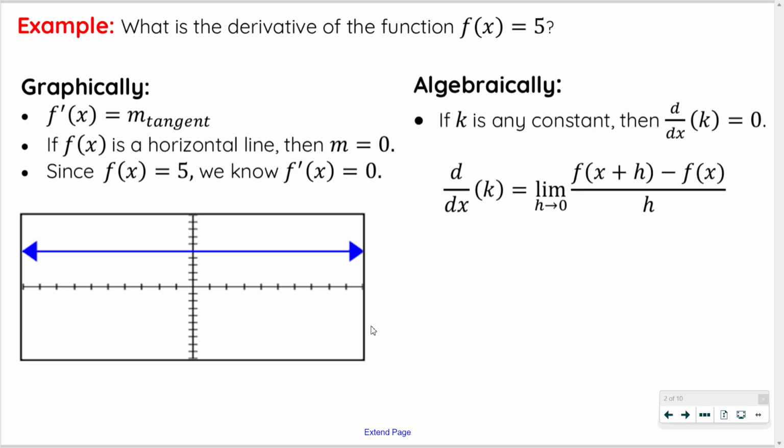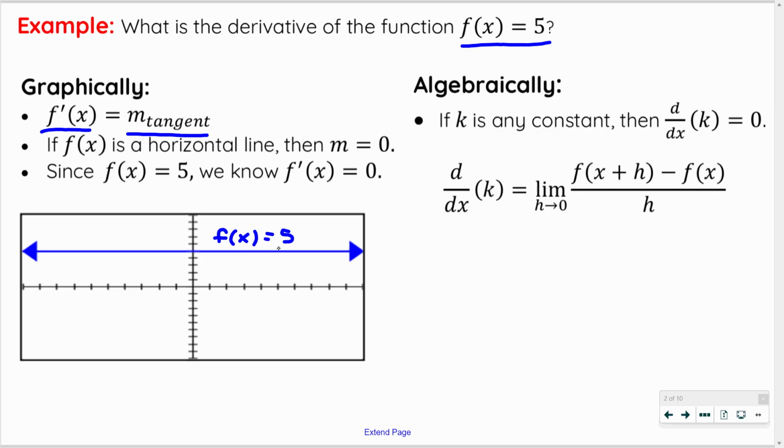So let's look at, first of all, what the derivative of f of x equal to 5 is. I'm going to look at that graphically, and then algebraically. Graphically, we know that the derivative of any function is the slope of a tangent line. So f of x is equal to 5. That is just a horizontal line passing through the y value of 5.